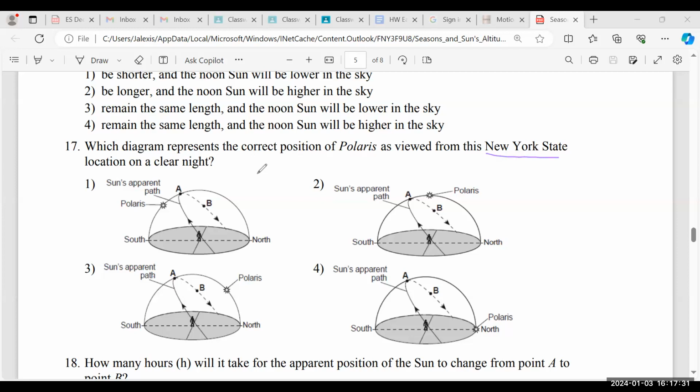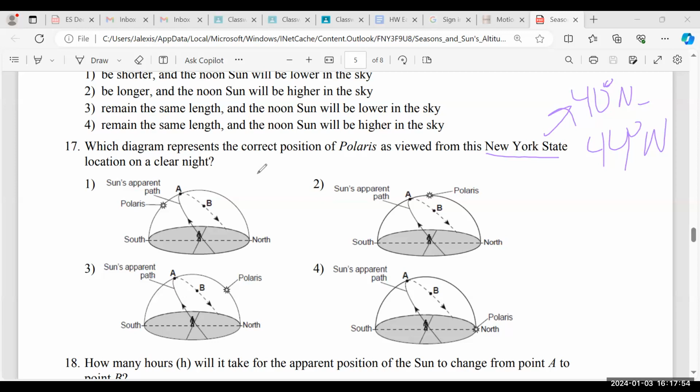Why does that play a role? Because my general latitude for New York State is going to be somewhere in the 40s, right? It could be anywhere from about 40 degrees north all the way to 44 degrees north. All right, that's the first thing.